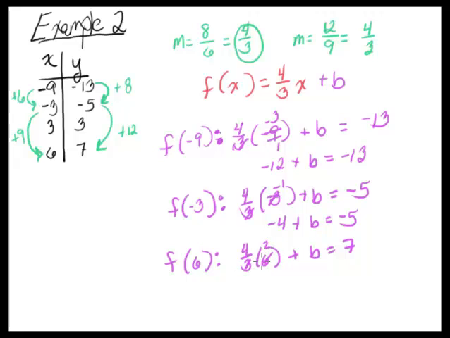So 3 and 6 are divisible by 3. 4 times 2 is 8. 8 plus b equals 7. So here our b is negative 1. All right, because negative 4 plus negative 1, 8 plus negative 1, negative 12 plus negative 1. So we're not going to write plus negative 1. That's just not how you do it in algebra.